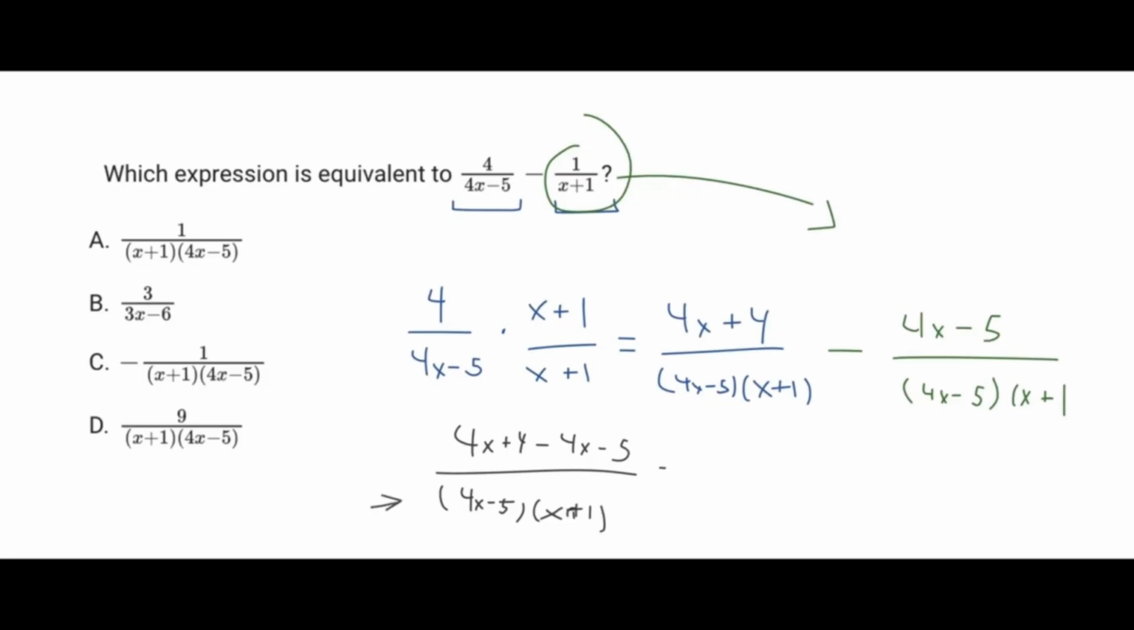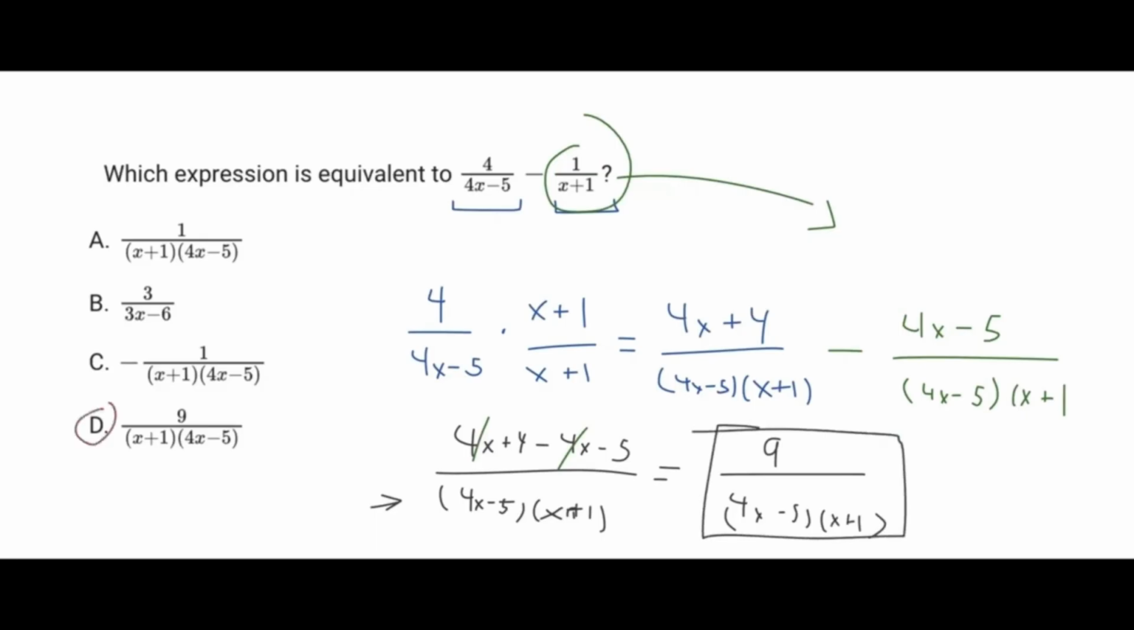So let's just evaluate the top part, right? With 4x minus 4x, those two are going to cancel, right? So that's just going to be 0. But now in our case, we have 4 minus -5. So we're really just adding 5 to 4. So that's going to be 9. So you have 9 on top, and then 4x minus 5 times x plus 1. Really messy, but whatever. And so we have our equivalent expression right here. And we can see that actually matches up with answer choice D, and therefore that is our answer.